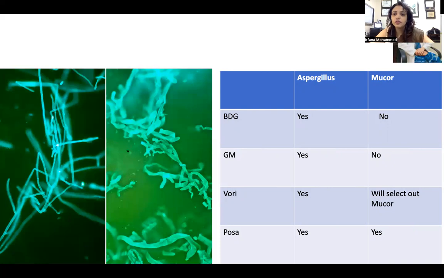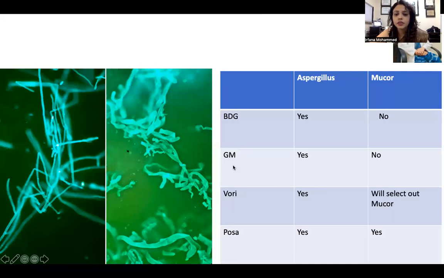It is positive in many fungal infections like Candida, Aspergillus and other group of organisms, but it is negative for mucormycosis and blastomycosis and cryptococcosis. Other than that, many other fungal infections cause positive beta-D-glucan. So in Aspergillus, it is positive, but in mucormycosis, it will be negative.